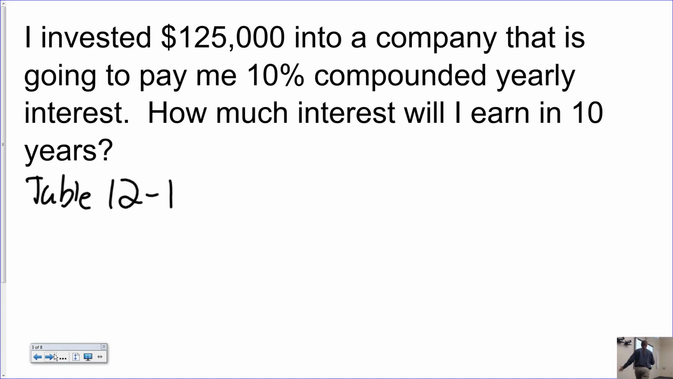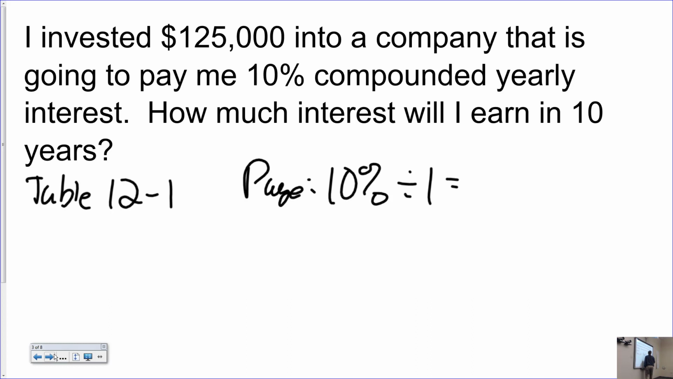What page are we going to go to? 10%, right? But don't I have to divide that by something? 1, right? Technically, we're compounding this once a year. Nice thing about it is when you divide by 1, we didn't change anything. You don't have to write this down if you don't want to, but I always like to write it down just so that you guys remember. We're always doing this division and multiplication all the time, okay?